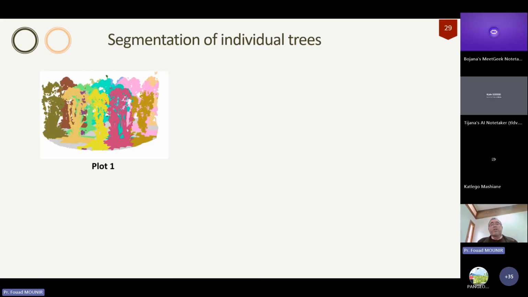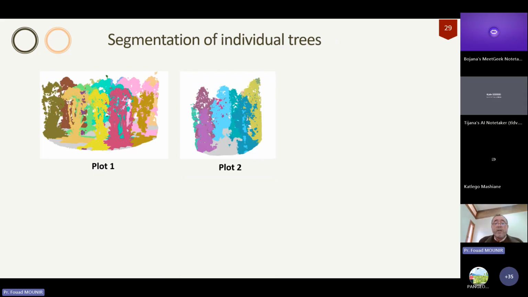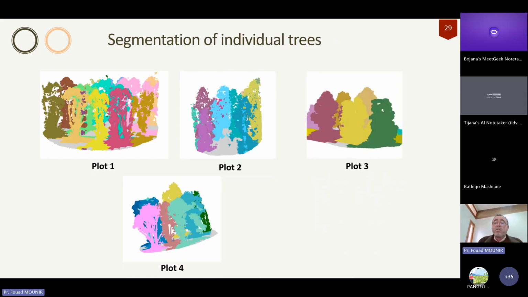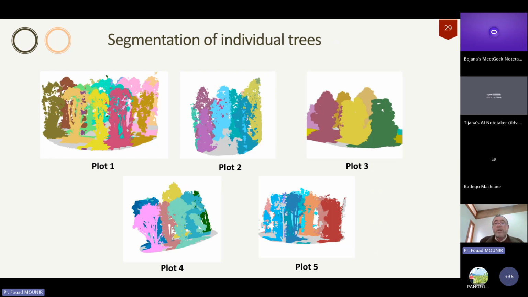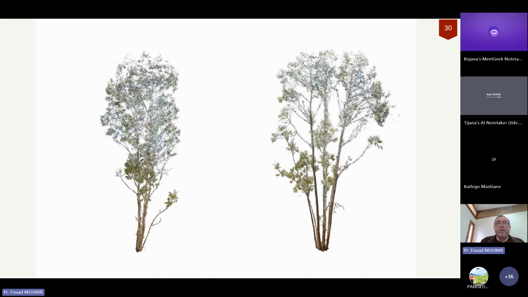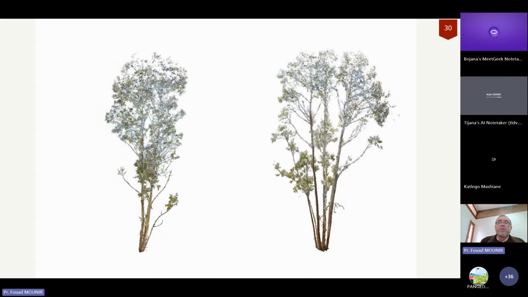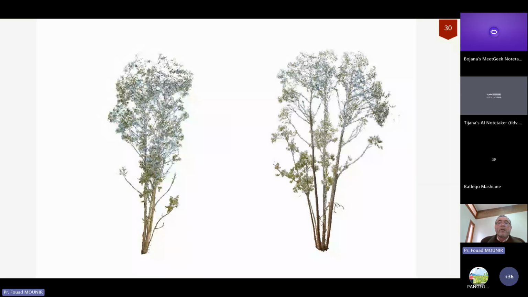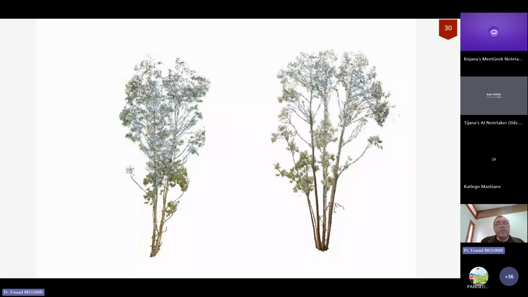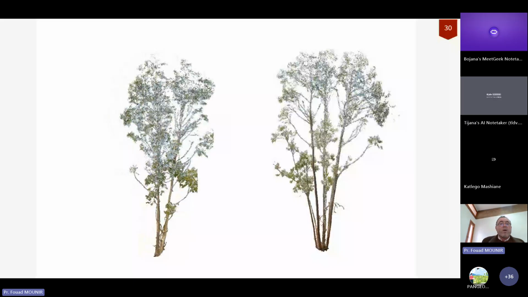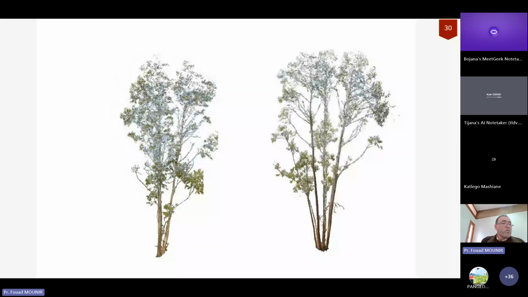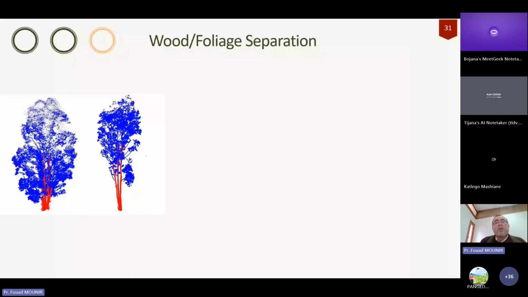Then for the segmentation of individual trees, all the plots were done correctly, which gave us this figure with all the trees well segmented. And you can see here in this animation that the tree was completely well segmented individually, and we were able to do the separation between foliage and wood.